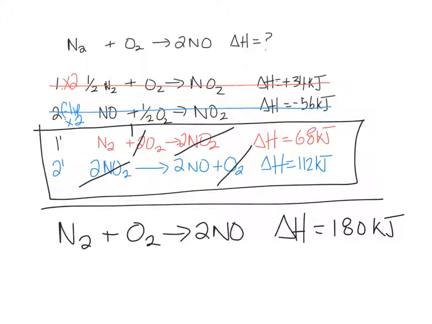And that is how you find the enthalpy change for your reaction. Double check, do I have the same chemical equation as the given equation? Yep. And you add the new delta H's together, and you've got your enthalpy change for this reaction. Any questions? Then let's do another one.